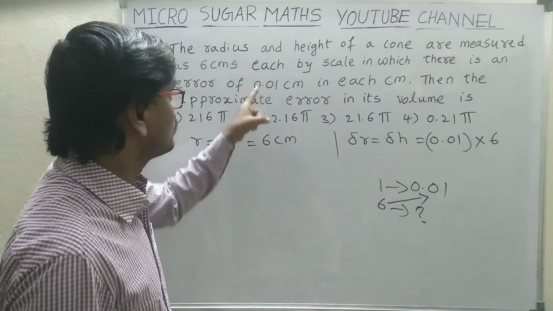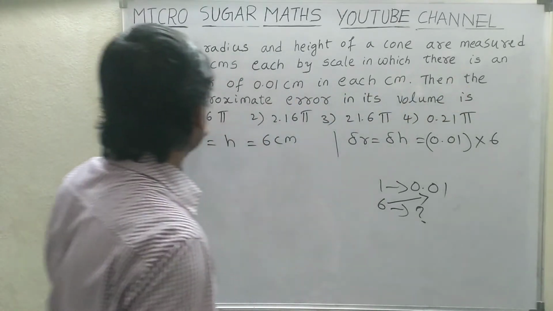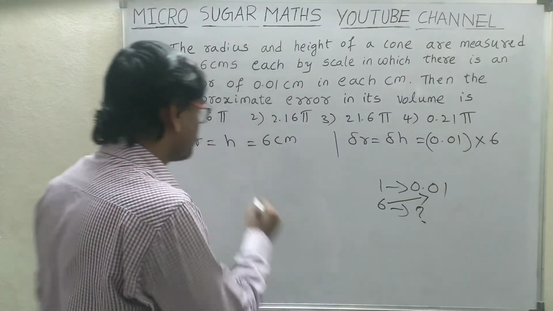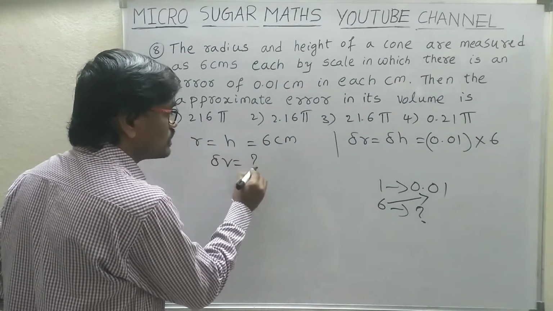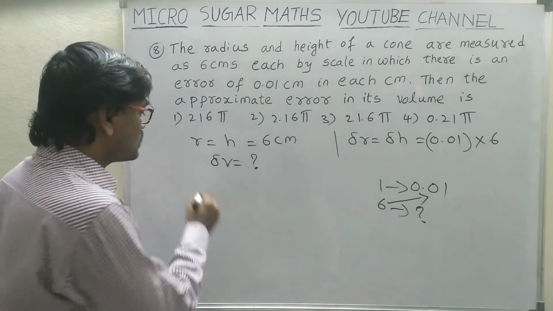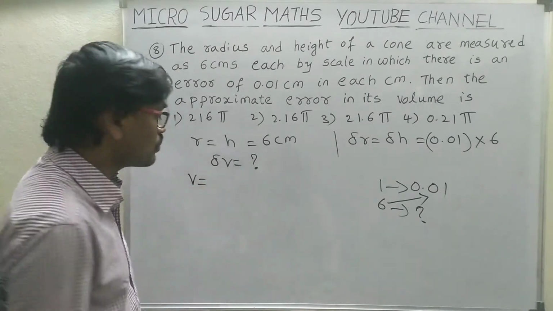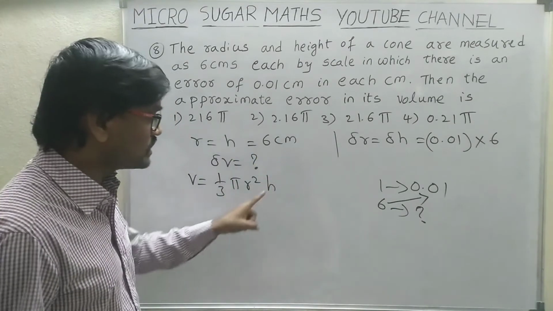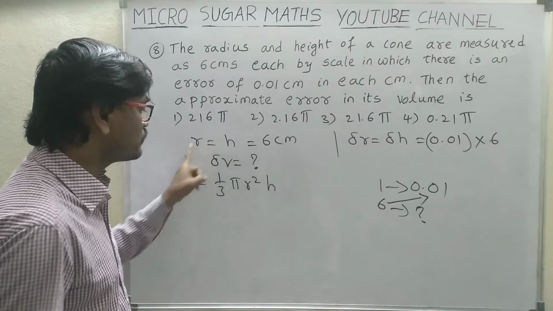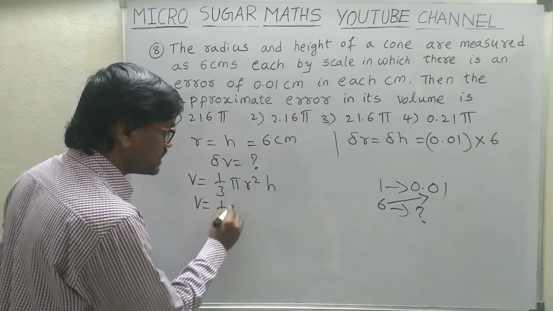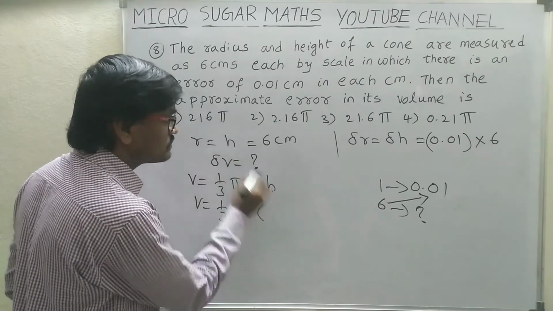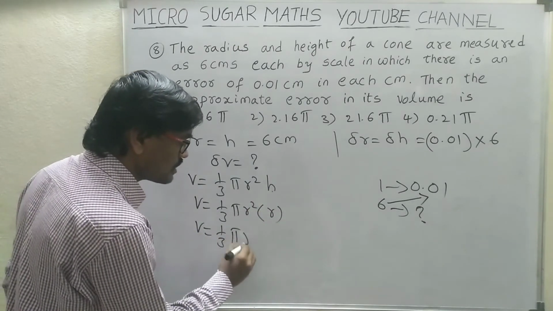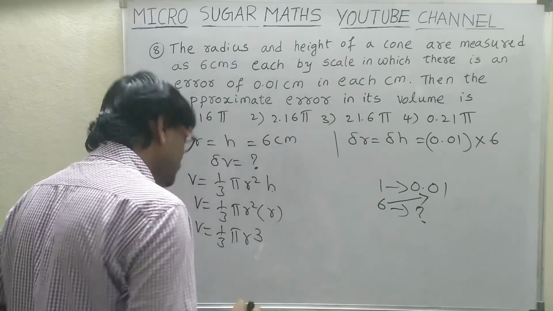Now students, we need the approximate error in its volume, meaning we require the delta V value. Now what is the volume of the cone? The volume of the cone is 1 by 3 pi r square h. Now students, write down h in terms of r. You will get 1 by 3 pi r square. The h value is r. Therefore, finally 1 by 3 pi r cube.